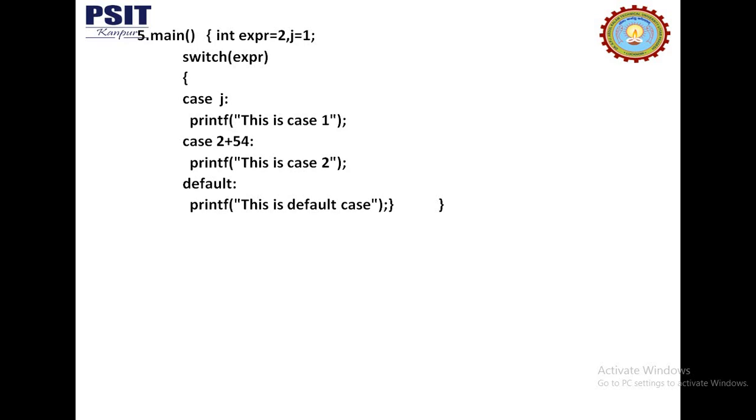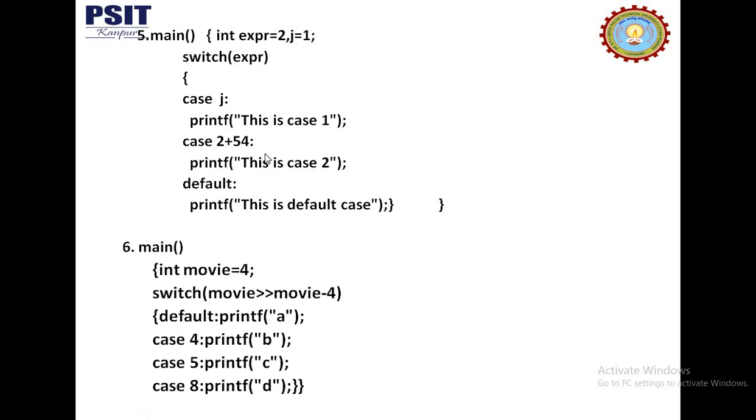The next program is like this, switch(expr), case 2, case j. Here j is a variable with value 1, so this is an error. It cannot be a variable, it should be a constant. What can be a variable? The expr can be a variable, but the case number should not be a variable. Here 2 plus 54 is 100% correct, that will be resolved at compile time and it will run, but here j is an error. So come to the next part and try to find this one.